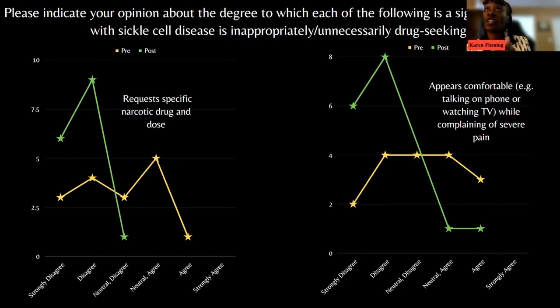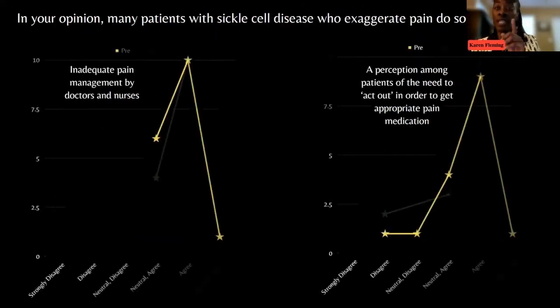See this one, talking on the phone or watching TV while complaining of severe pain. Yellow bar again, you see it goes from strongly disagree right over to agree. Now my green bar, you can see it still gives you some agree, but you see that the yellow line has dropped. So not as many people agree, and you can see the green has also shot up. So there's more people who have moved to the left. We want people to move to the left and have a change in their thinking, because our thinking informs our actions.